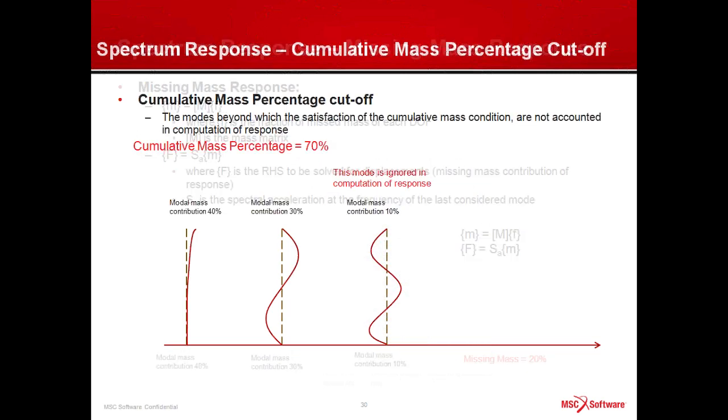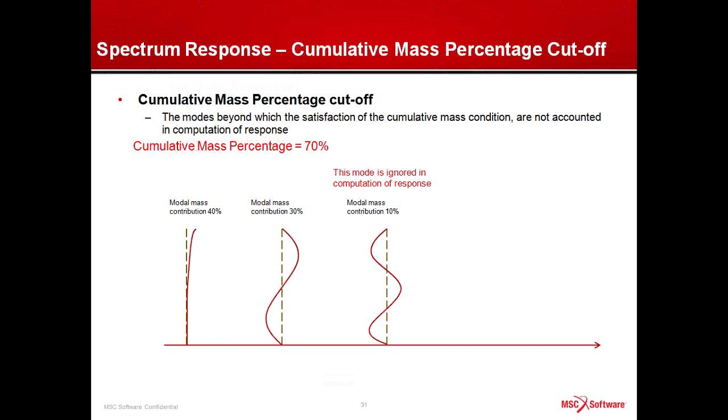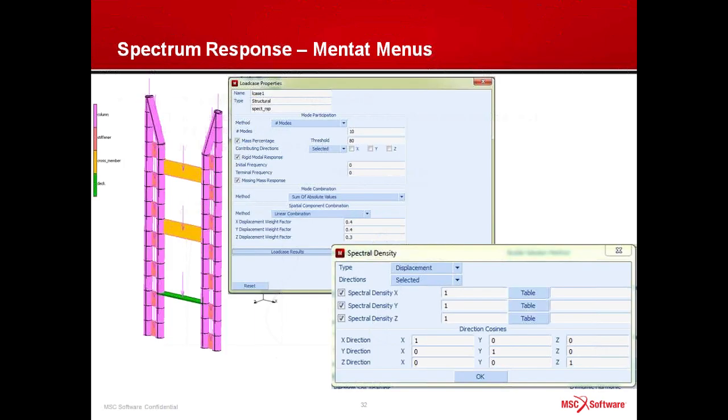And on the flip side, if you had a lot of modes, you could say, well, I only want 70% of the mass to be included, in which case it would just use these first 2 modes, 40 and 30%, and it would effectively ignore that mode when doing the calculation.